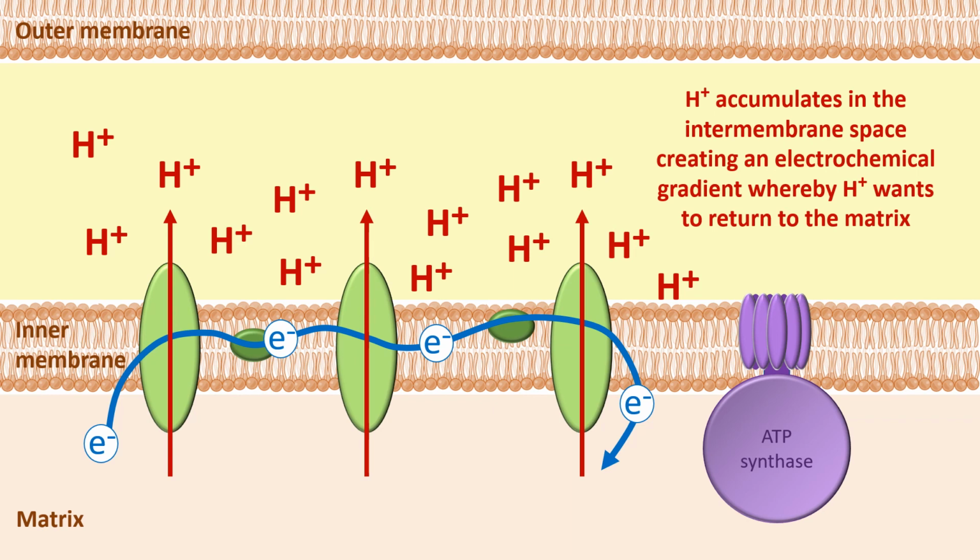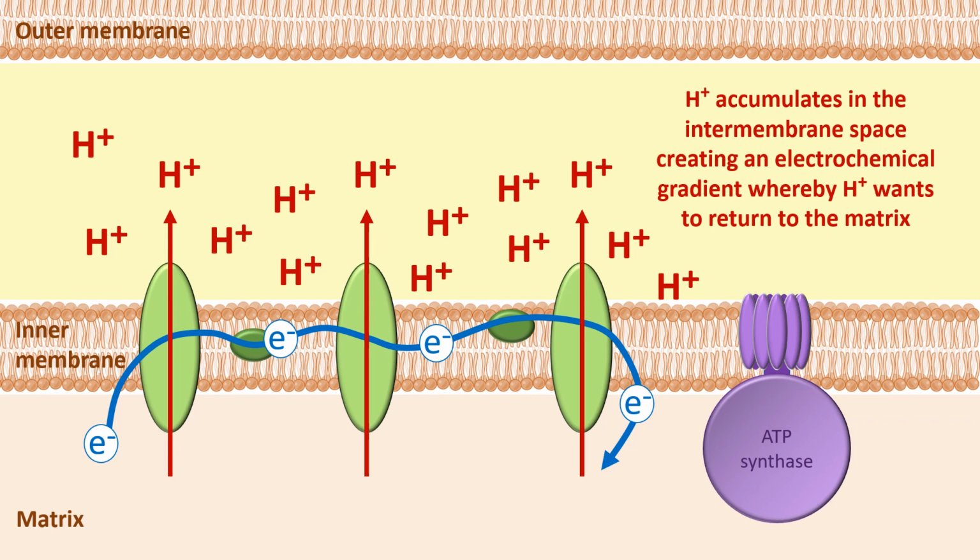Eventually, H+ accumulates in the intermembrane space. At the moment, it's got no way of getting out. It's stuck there between that inner and outer membrane of the mitochondrion. It's trapped. And what happens is this creates an electrochemical gradient. Because there's more H+ in that intermembrane space than there is in the matrix, it wants to equalize. It wants to go back to the matrix. It wants to follow a gradient back into the matrix.